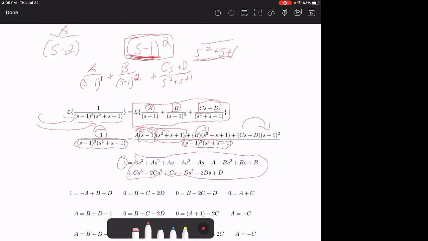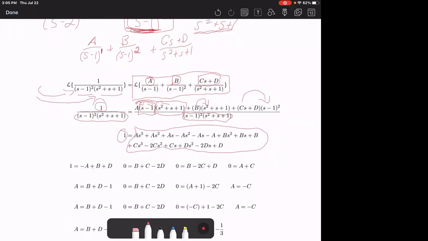And now we get a number of equations. Well, 1 must be equal to all the constant terms, so all the ones that don't have an s in them. So we have minus A, positive B, positive D. So that's how we get this equation. Now on the left, there's no s term, it's just 0. So we're going to set 0 equal to everything that's multiplied by s on the right side. Well, that's B, C, and minus 2D.